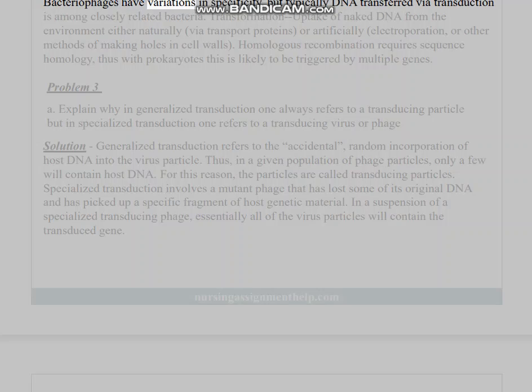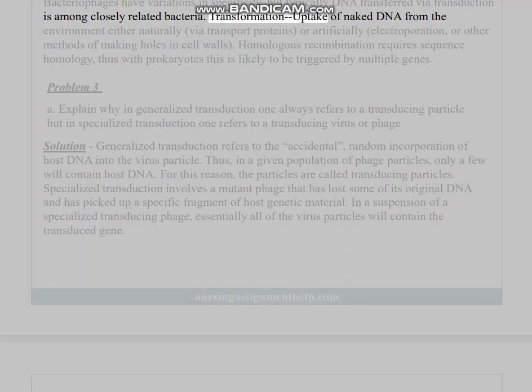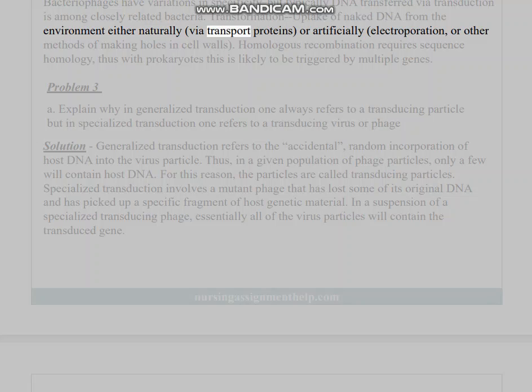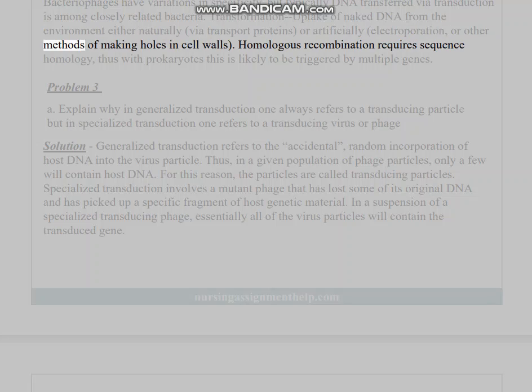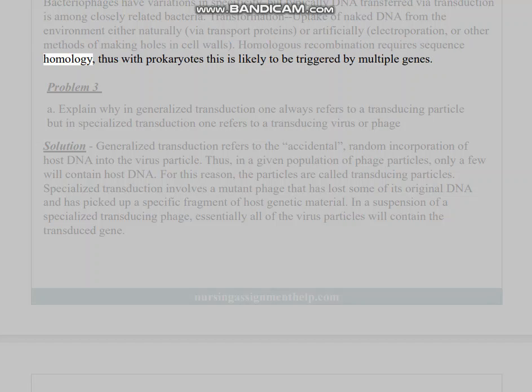Bacteriophages have variations in specificity, but typically DNA transferred via transduction is among closely related bacteria. Transformation: uptake of naked DNA from the environment either naturally, via transport proteins, or artificially, by electroporation or other methods of making holes in cell walls. Homologous recombination requires sequence homology, thus with prokaryotes this is likely to be triggered by multiple genes.